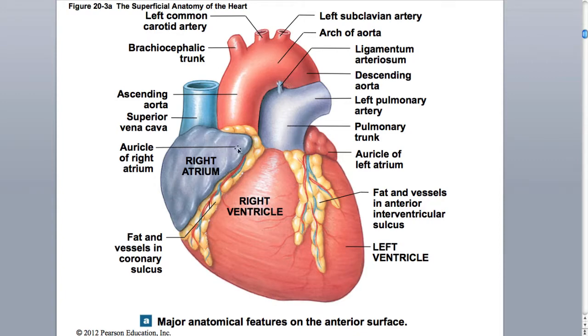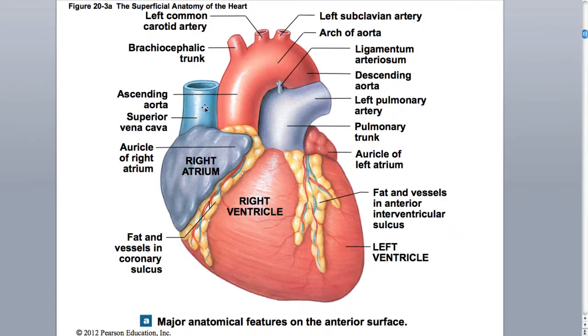Then we have the right atrium with its auricle. So this is the auricle itself, and the right atrium would be inside of it. Then we have this particular vein. And notice I said vein, but yet it says superior vena cava, because that's just a fancy, glorified version of a vein. So superior vena cava. Then at the bottom here, you're going to have the inferior vena cava, not shown.